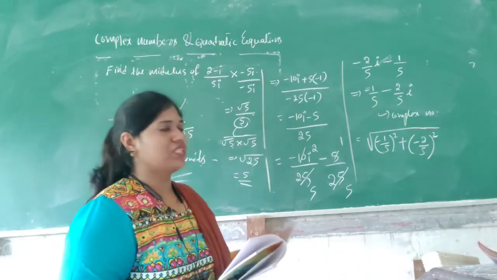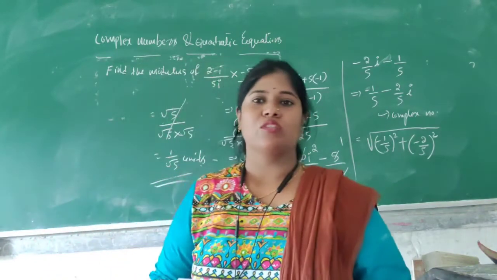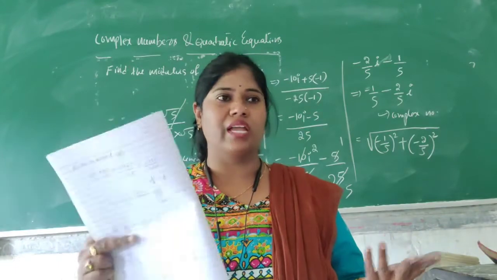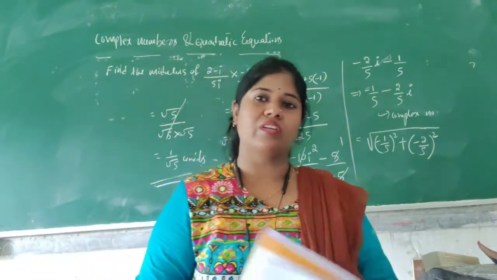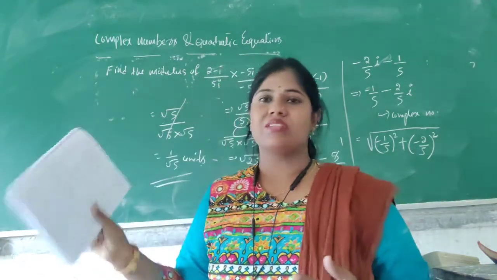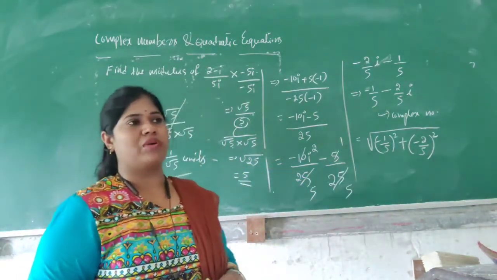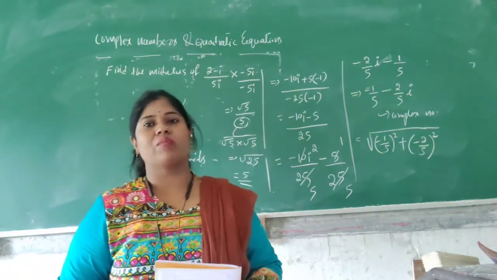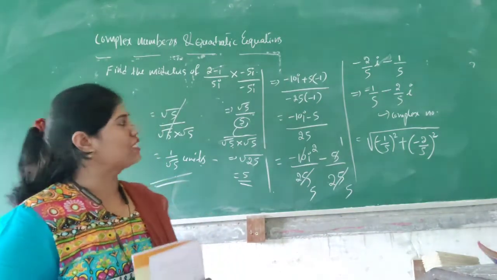I think this one is clear. Finding the modulus of a complex number is clear. First we have to write the coefficient of x square. We need to write the values of x and y. After that we have to take the square root of x square plus y square. You just simplify it. Modulus of z is equal to the square root of x square plus y square, which is the modulus of a complex number.